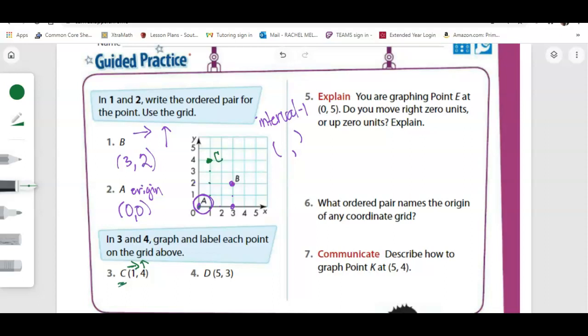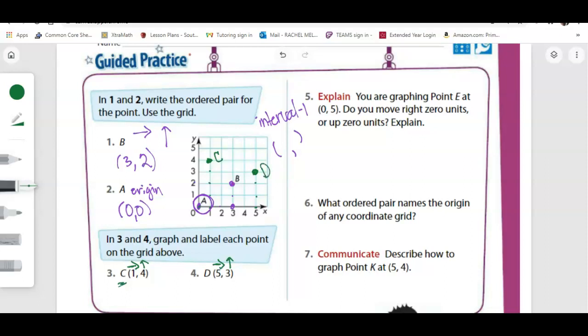Same thing with D. If it helps, put your arrows. I'm going to go over first and then up. So I go over 5, then up 3. And that is where I put D.